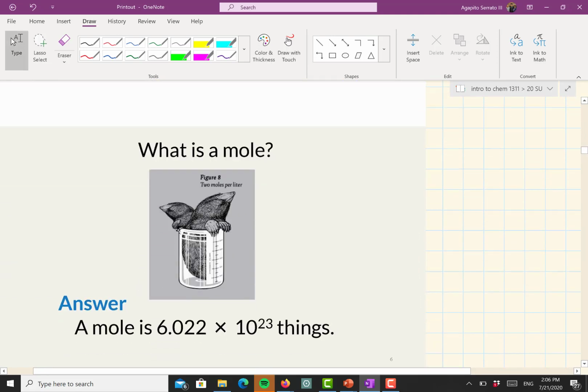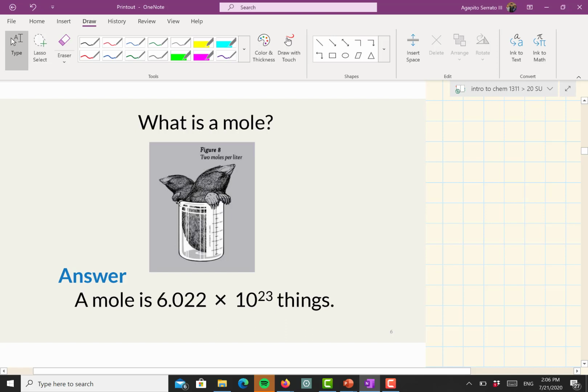So what is a mole? Well, the mole is not, as this picture states, 2 moles in 1 liter. Later on we'll discuss this more, but this is a play on words, because 2 moles per liter is a unit of concentration that we'll know later on to be called molarity. And it has nothing to do with moles. It's just a funny picture that I found.